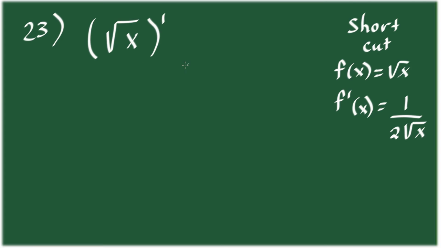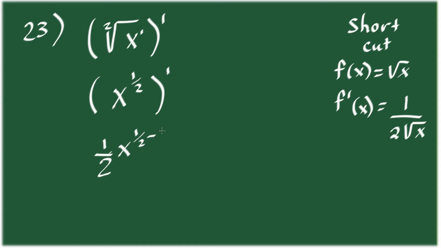If you don't memorize it, it's just going to be tedious to show the step-by-step process. I'm going to show it to you using the long way. If you don't use the shortcut, the first thing you do is express this using a rational exponent. This is equivalent to x raised to 1 over 2. And then you get the derivative using the power rule: 1/2 times x raised to 1/2 minus 1.